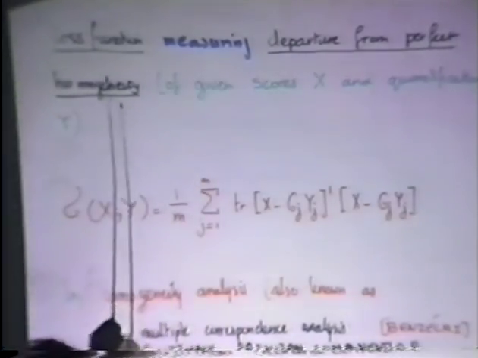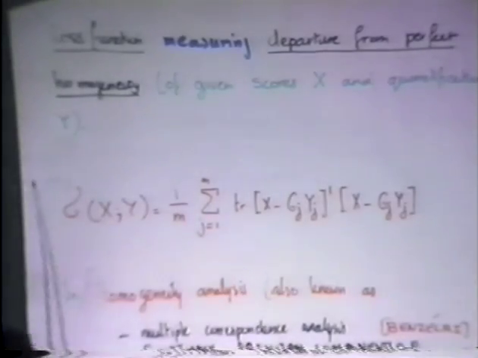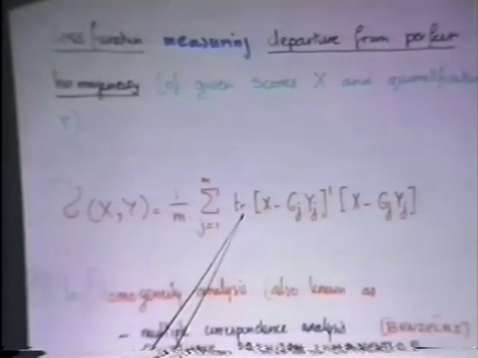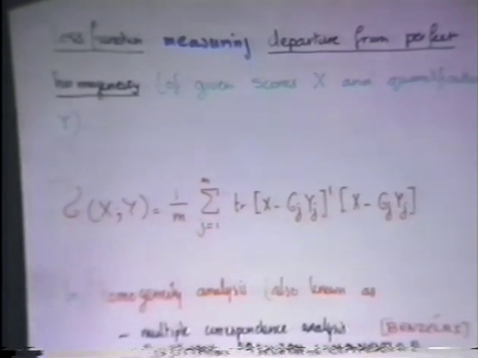First, we will start with something which is very obviously a direct measure for the perfectness of a quantification. Measuring departure from perfect homogeneity of given scores X and quantifications Y. What you do is you take the definition in terms of X must be equal to G1 Y1, G2 Y2, up to GM YM, and you simply translate that into a least squares loss function. You take the sum of squares of the differences. Trace is the trace operator, so trace X prime X is the sum of squares of X, and trace residual prime residual is the sum of squares of the residuals.